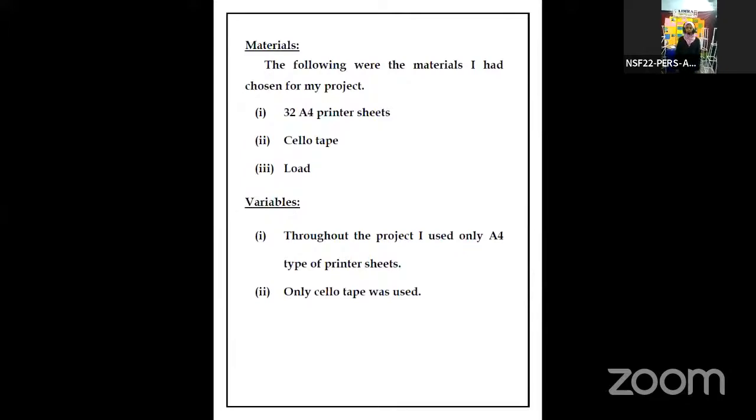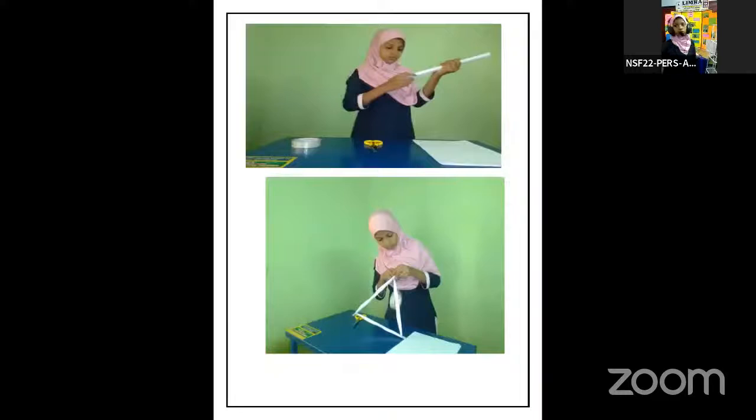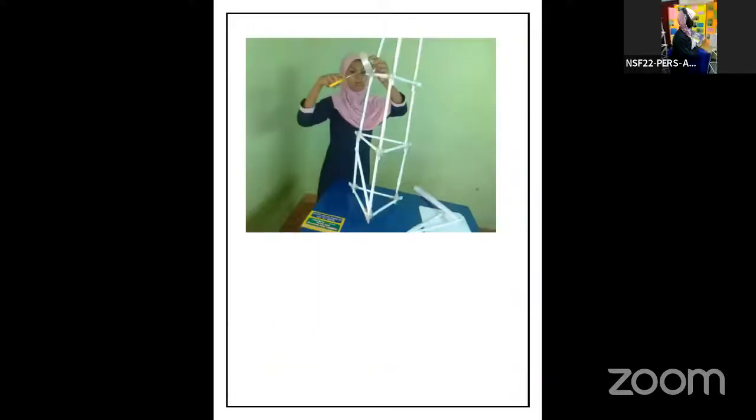Materials required are scissor, cellophane tape, A4 sheets, and load. I have done five prototypes. This is my first prototype. This is basic square lamination. The height of the first tower is 87.2 centimeters. This is my second prototype. I measured the height of the second prototype. This is 139.2 centimeters. I have balanced it.